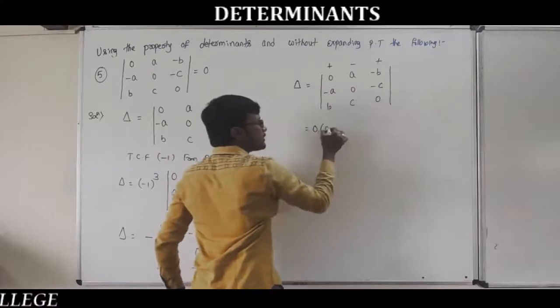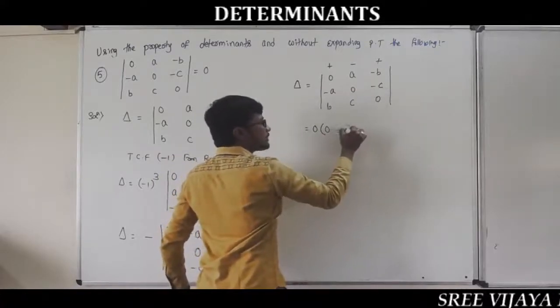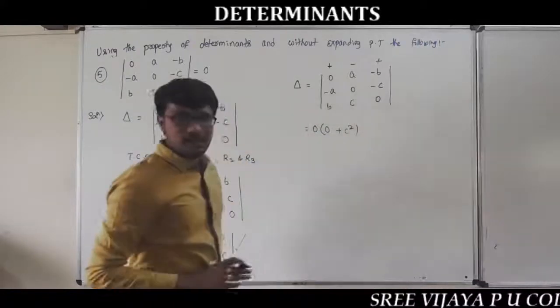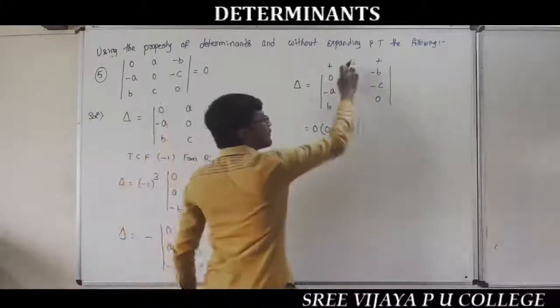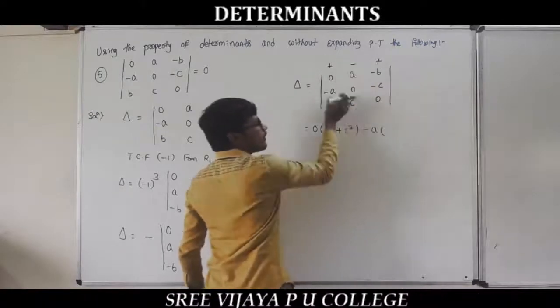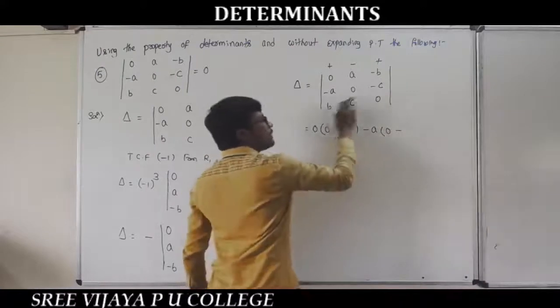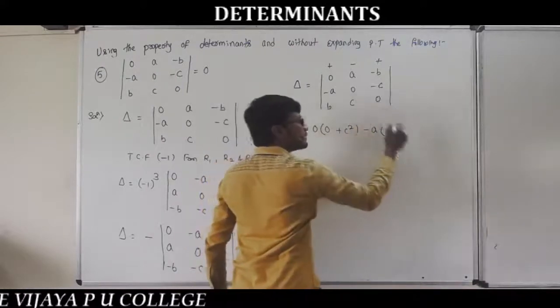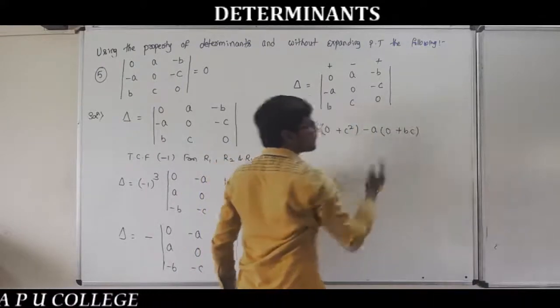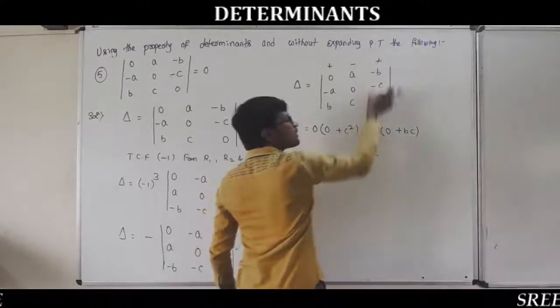0 into 0 is 0. Then minus c into c square, that minus becomes plus c square. Or if you multiply 0, it is also no problem. Okay. Then minus into a, minus a, first row, second column. Minus a into 0 is 0, minus b into minus c is minus bc, so this minus becomes plus bc. Next, plus into minus b, first row, third column.